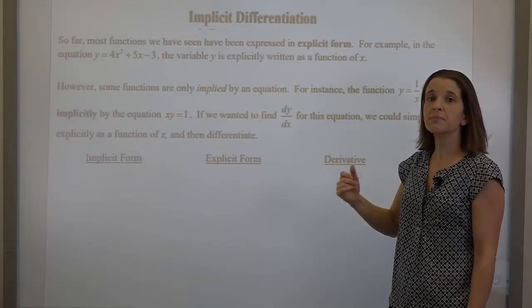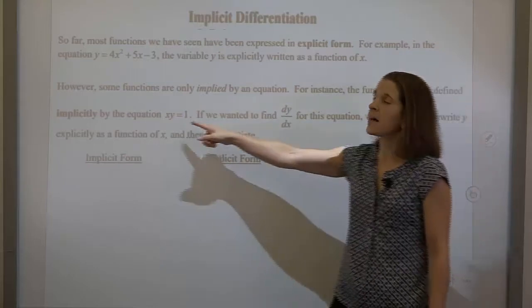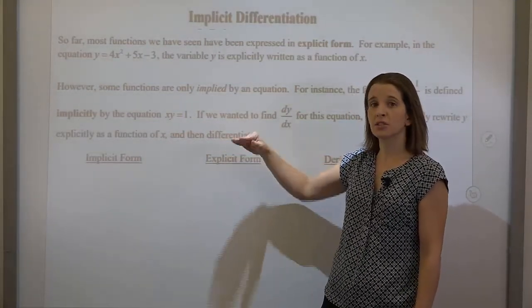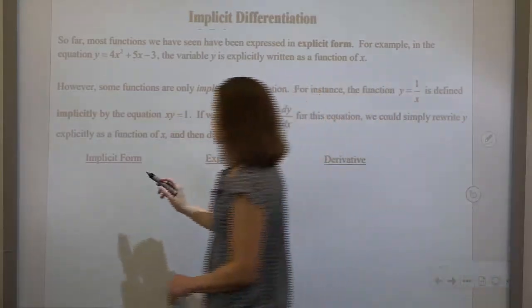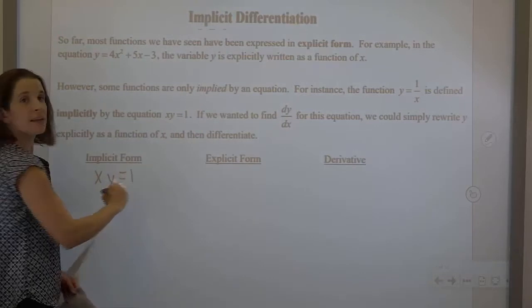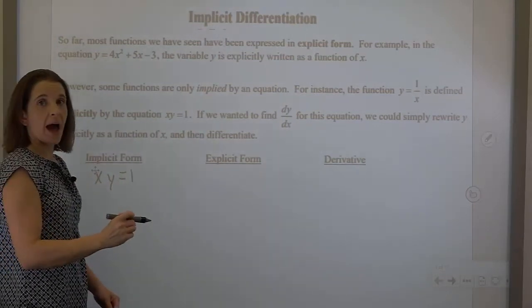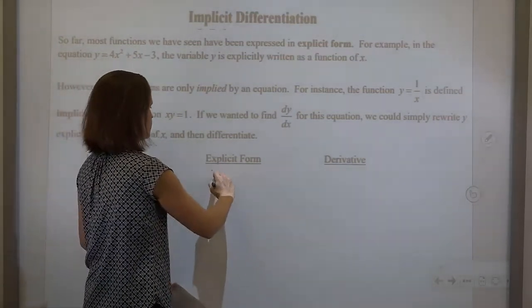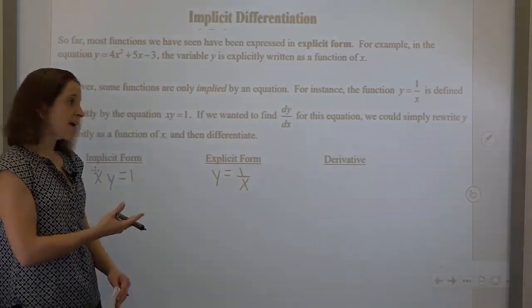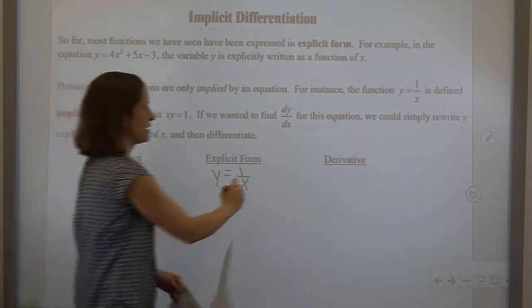They're written in an implicit form. So something like x times y equals 1. Well, I could solve that. So if we have xy equals 1, I could solve that for y to put it in an explicit form. And so now we have y equals, and then I could go ahead and take the derivative.